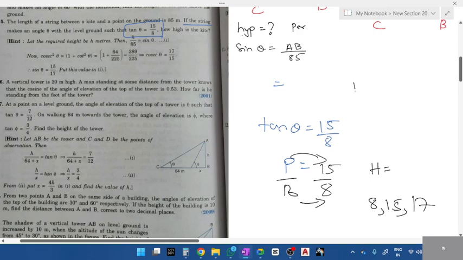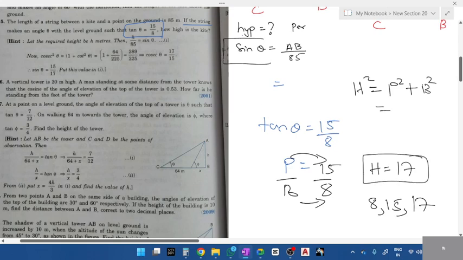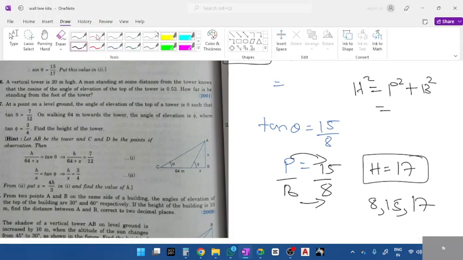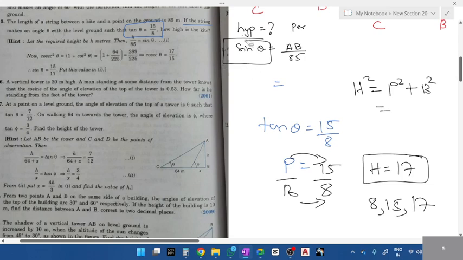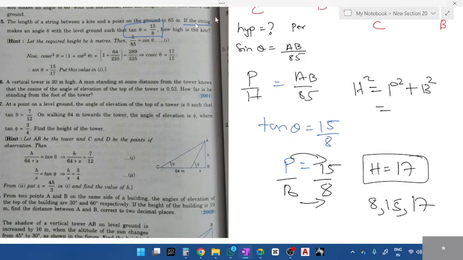What is the Pythagoras theorem, students? H square is equal to P square plus B square. Calculate this. You'll get H as what? 17. What's the value given here, asked? Sin theta or tan theta? The sin theta formula? Yes. So if the theta value is not given, we know sin theta is perpendicular by hypotenuse. What is perpendicular by hypotenuse? Tell me what is perpendicular.